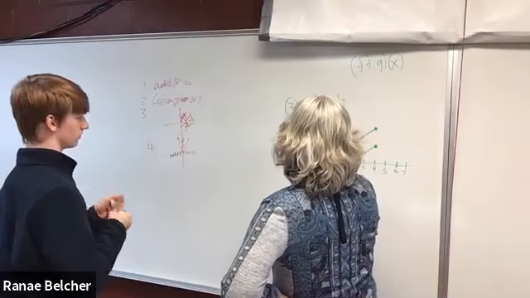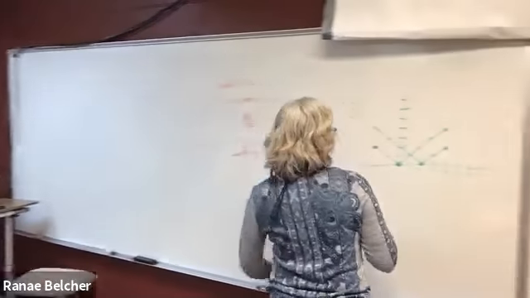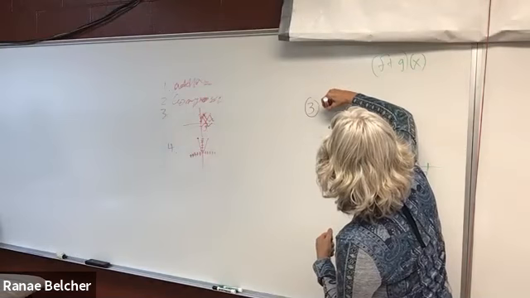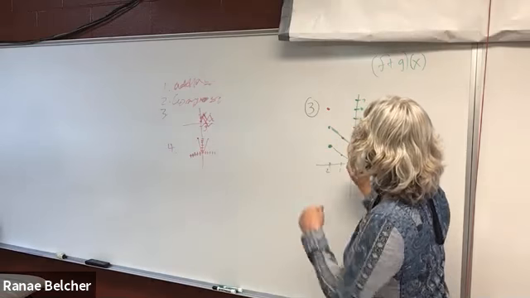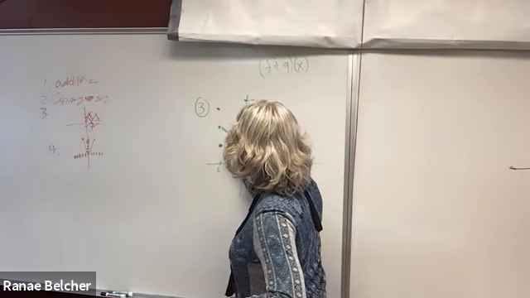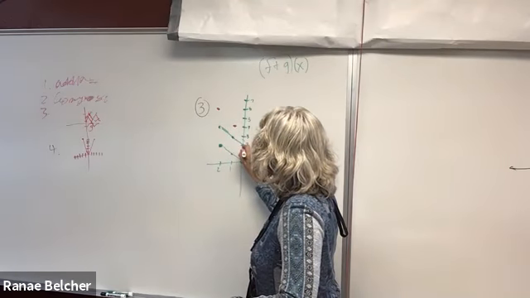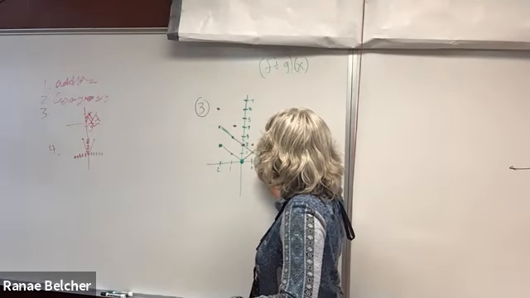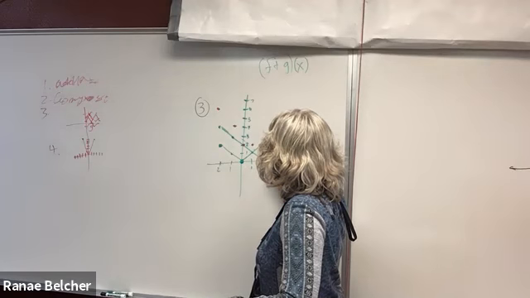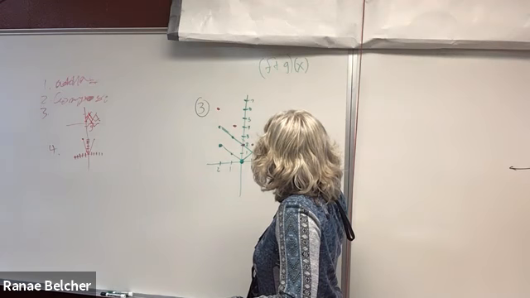Okay, so at 2, I've got 2 plus 4. Let me get a different color. 2 plus 4 is 6. Here I got 1 plus 3 is 4. Here I've got 0 plus 2 is 2. And here I've got 1 plus 1 is 2. Here I've got 0 plus 2 is 2. Here I've got 1 plus 3 is 4. And then 2 plus 4 is 6 again.